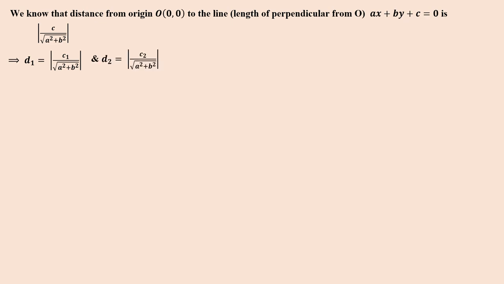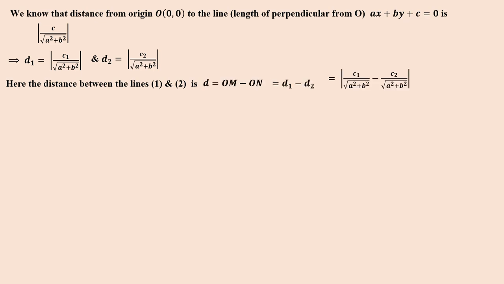Similarly d2. Taking the second line, the perpendicular distance from the origin to the second line, that is d2, is equal to its constant term c2 divided by root of a square plus b square. Here the distance between line 1 and 2 is d, that is OM minus ON, that is d1 minus d2, equal to modulus c1 by root of a square plus b square minus c2 by root of a square plus b square. Therefore d is equal to modulus c1 minus c2 by root of a square plus b square, right?